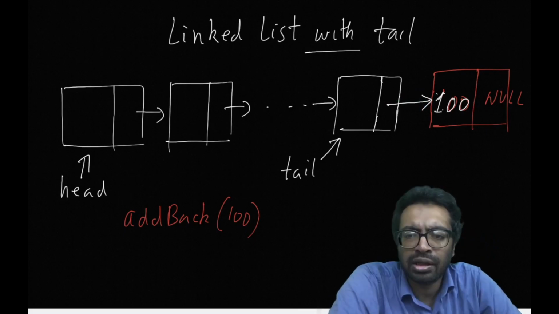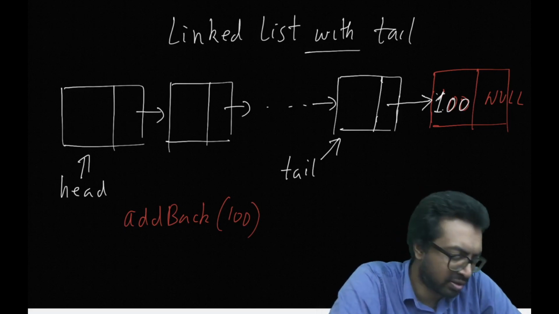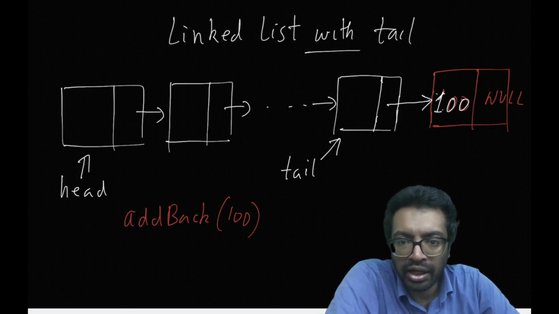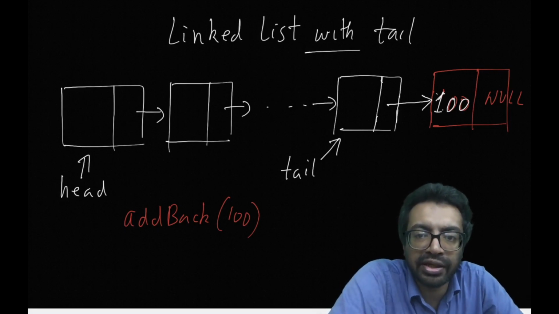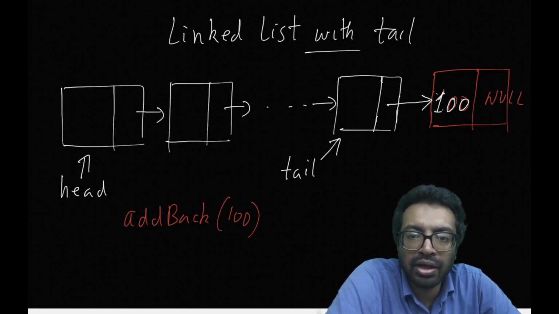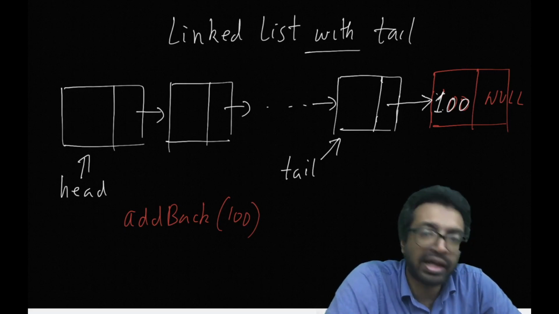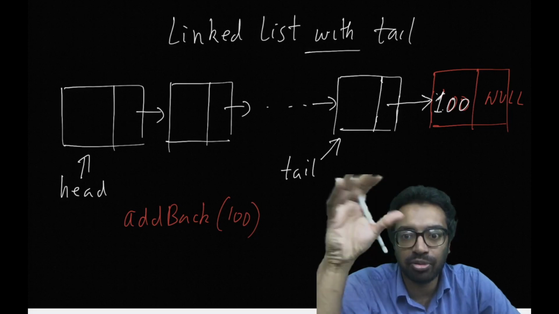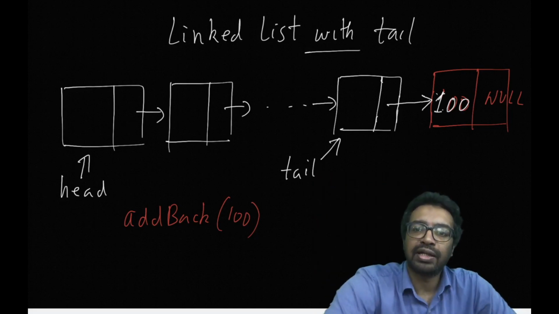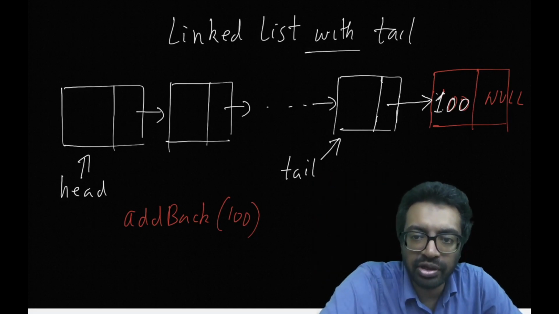In place of null, I'm going to give the address of this newly created node. Now in this case, how did I get this last node? I had to get the last node to change its next value, right? And how did I get that? I got it because I have tail. I have the tail pointer which is pointing to the last node.